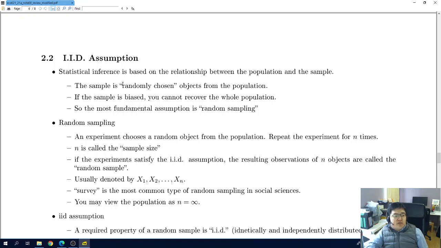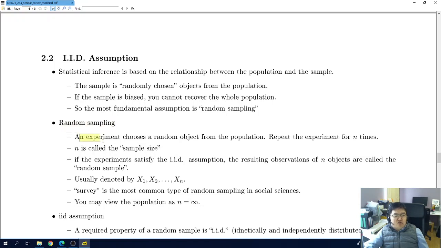The basic idea is, to infer about the population from the sample, your sample must be randomly chosen. It cannot be biased. If it is biased, then there should be a problem. So random sampling is the assumption. Actually, it's a tautology. You need to have a random sample which should have been randomly sampled. So they are the same words. Anyhow, then what is random sampling? Random sampling is the IID assumption.